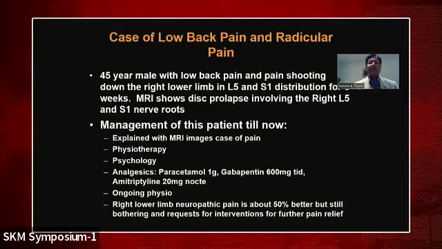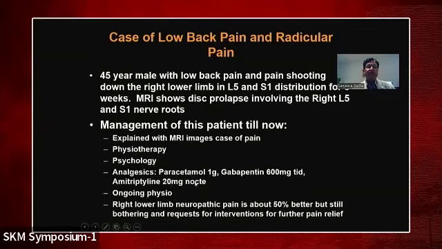Now, let us take an example of low back pain or radicular pain. A 45-year-old male with low back pain and pain shooting down the right lower limb in L5 and S1 distribution for about 6 weeks. MRI shows disc prolapse involving the L5 and S1 nerve root. Management till now: we've explained the MRI results to the patient and referred to physiotherapy and psychology. Analgesic-wise, the patient is on paracetamol, gabapentin, and amitriptyline.